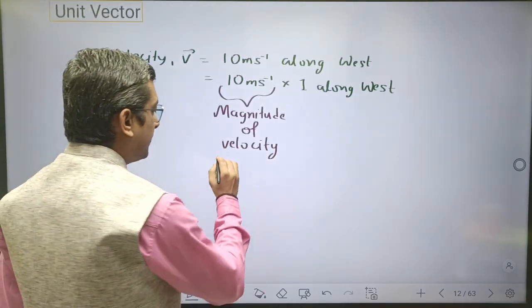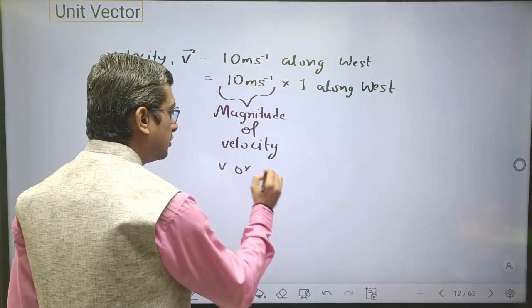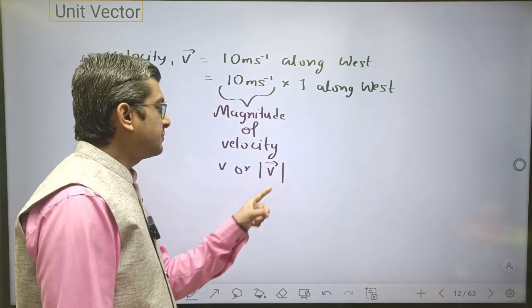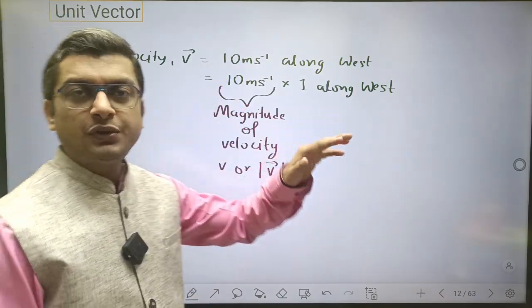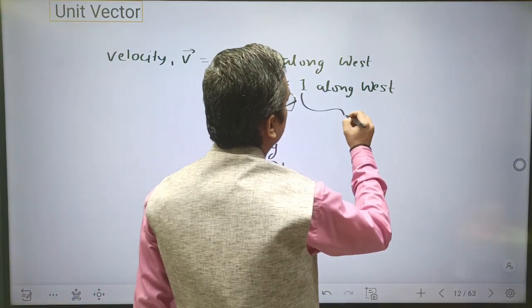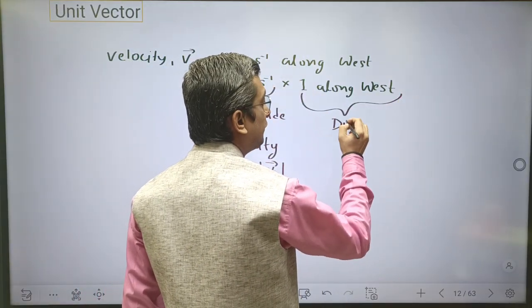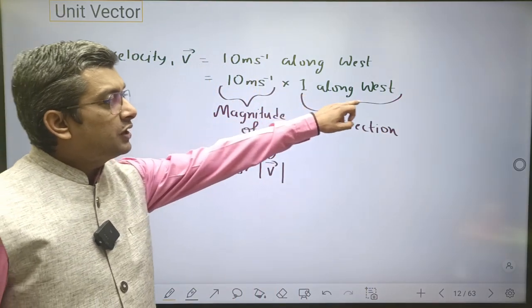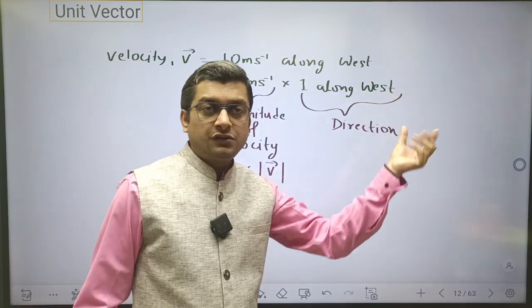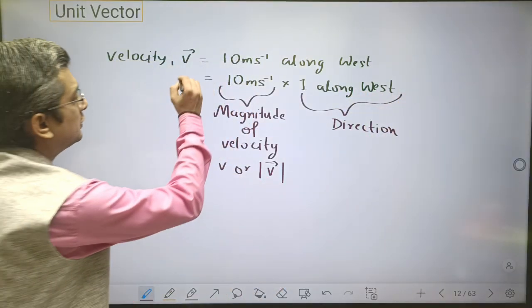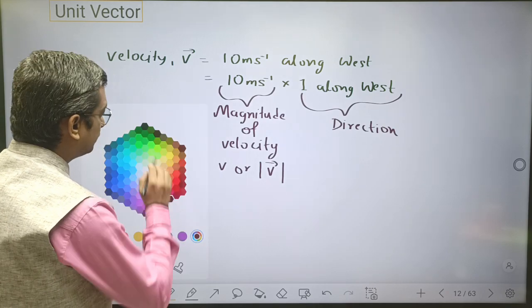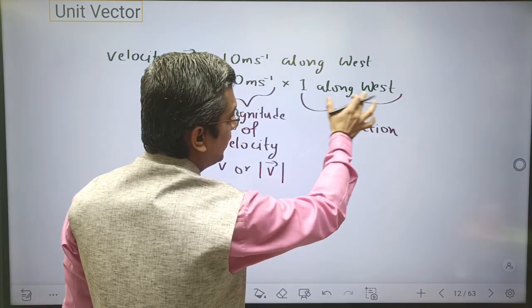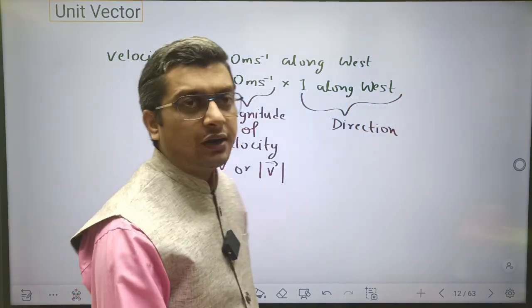Magnitude is represented by simply v, or put the mod sign, or keep this v vector under the mod sign. Both represent the magnitude of velocity, that is 10 meter per second. Now if you observe, this one along west is giving the sense of direction to the velocity. So what direction have I put here? West. That is the direction of this velocity. So the velocity vector is represented by two things. The first is the v magnitude, and the second is this one along west, which is giving the direction.